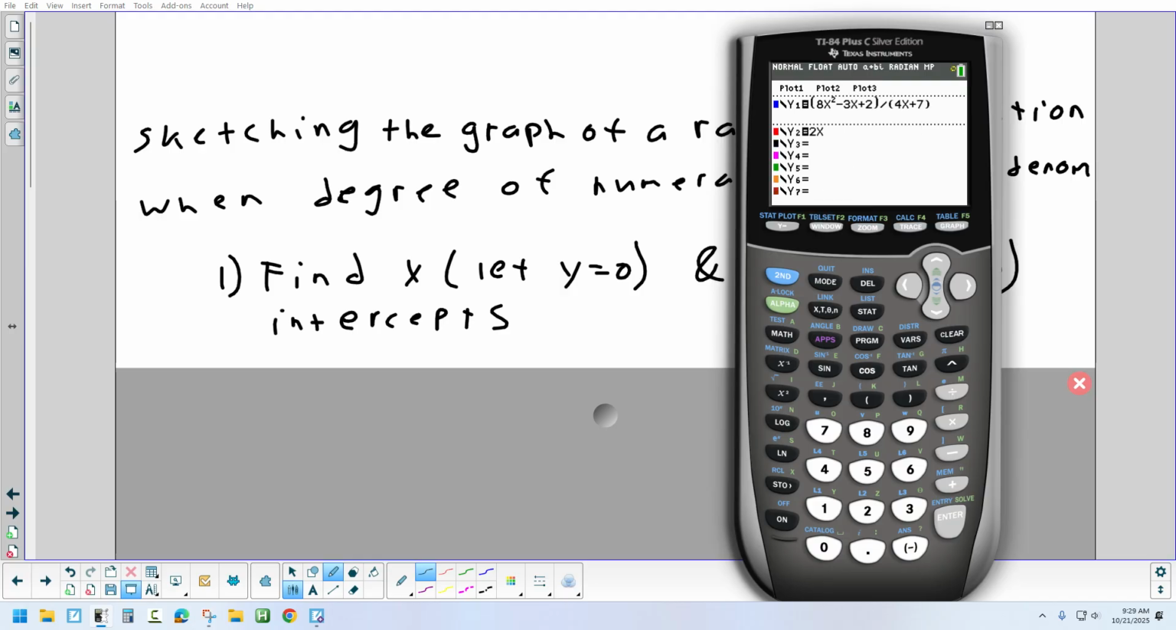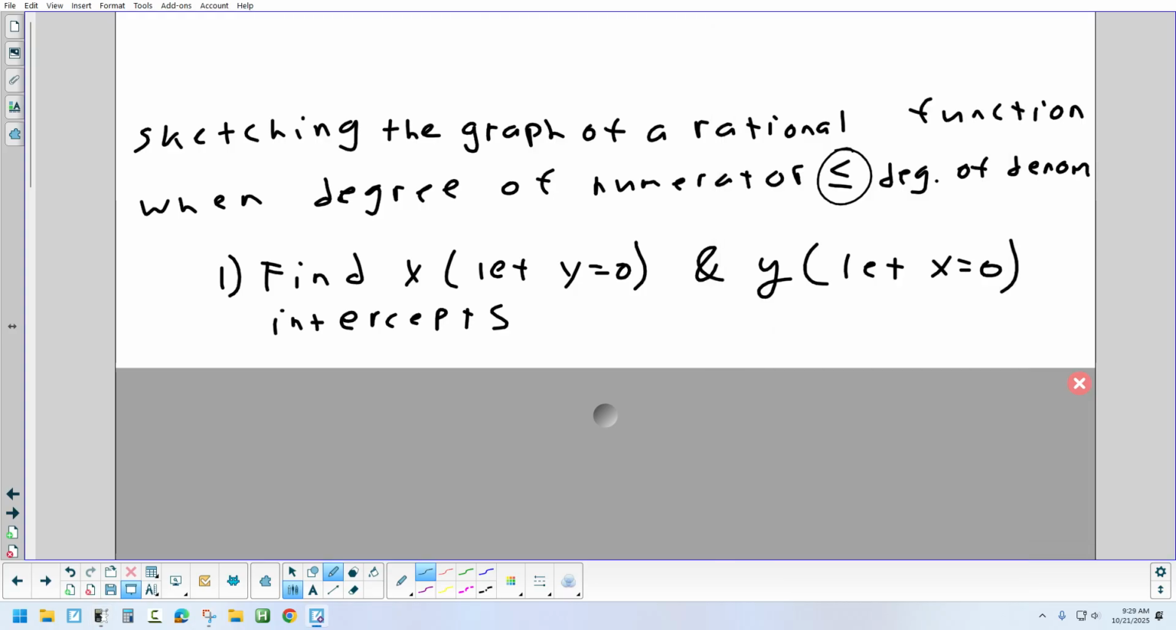Let me make up a new graph. Let's graph 1 over x. Finding the intercepts in this graph wouldn't be useful because there are none. This graph never crosses the x-axis and it never crosses the y-axis. So sometimes finding the intercepts is impossible and it won't help. But if it is possible, it can help.